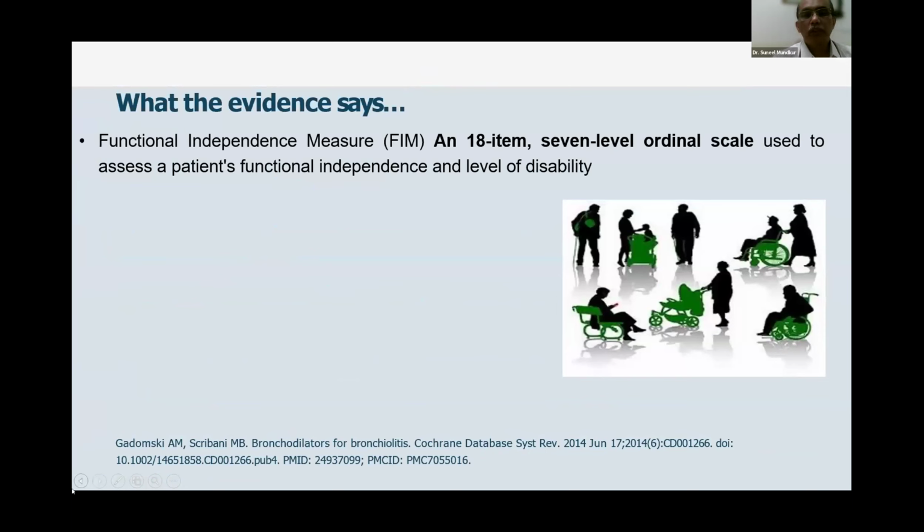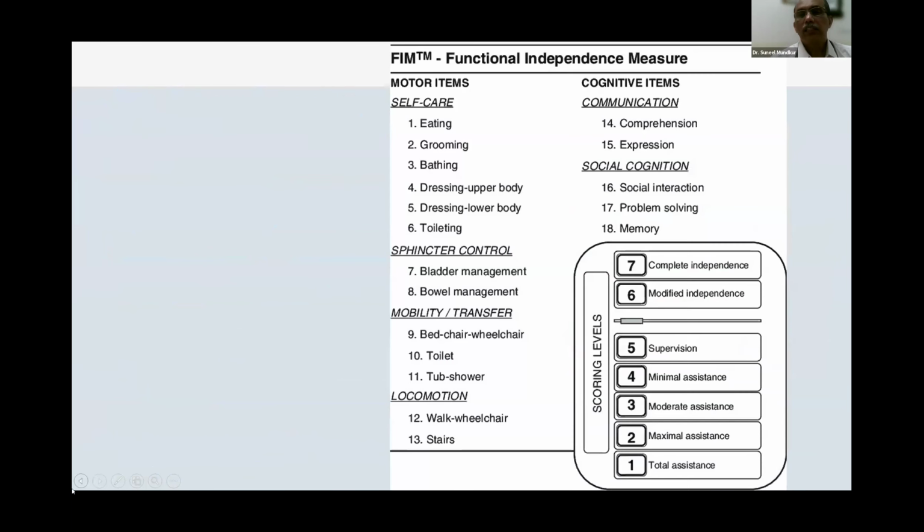So a little more information on FIM. It's an 18-item, 7-level ordinal scale used to assess patients' functional independence and level of disability. These are the 18 measures. There are 5 cognitive items and 13 motor items like eating, grooming, bathing, dressing upper body, dressing lower body, toileting, bladder management, bowel management, bed/chair/wheelchair transfer, toilet transfer, tub/shower transfer, walk/wheelchair, and stairs. And the cognitive items include comprehension, expression, social interaction, problem solving, and memory.